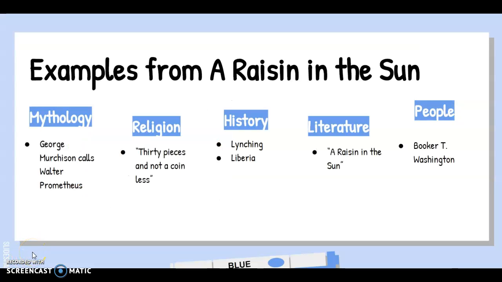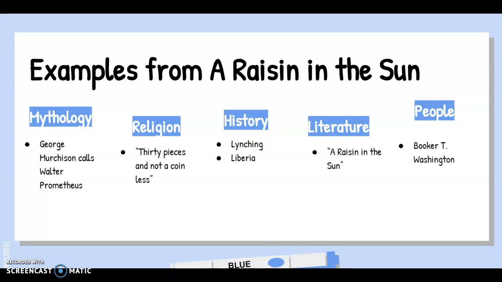Okay, so examples from A Raisin in the Sun. Mythology. Think about the time when George Murchison calls Walter Prometheus. We also have references to religion, which ironically are usually made by Beneatha, the atheist of the group, such as when she compares Mr. Linder's offer to 30 pieces and not a coin less, which is a biblical reference to Judas. They also mention a lot of history. These are just a few. But for example, when Mama talks about lynching and she's kind of referencing that Jim Crow era South, or also the founding of Liberia, which happened after the slaves were liberated.